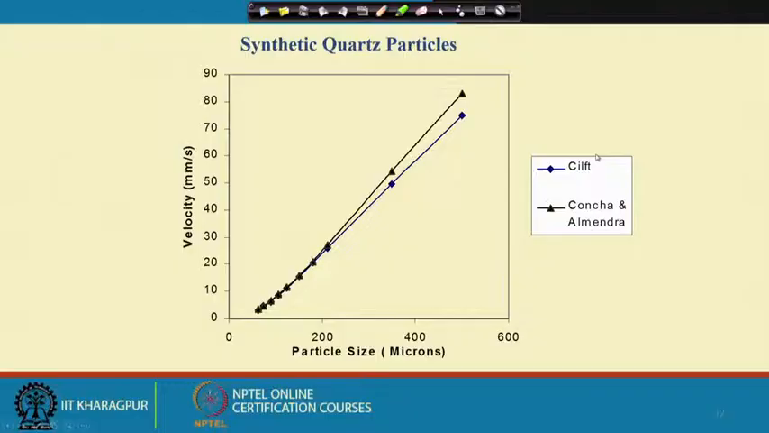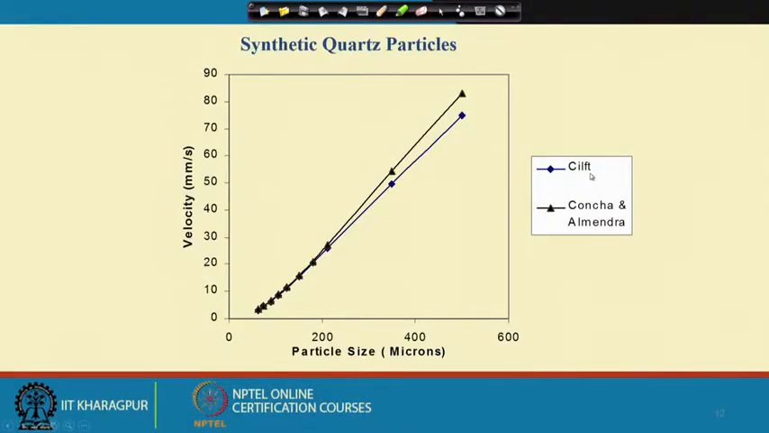I have named it Clift's model, and based on that iterative technique you will find that up to a very fine size range, that means up to 200 micrometer size, they are matching with each other, they are agreeing with each other. But as the size of the particle increases, their values start differing. Even at around 500 micrometer, the predicted values have a difference of almost 10 millimeter per second.